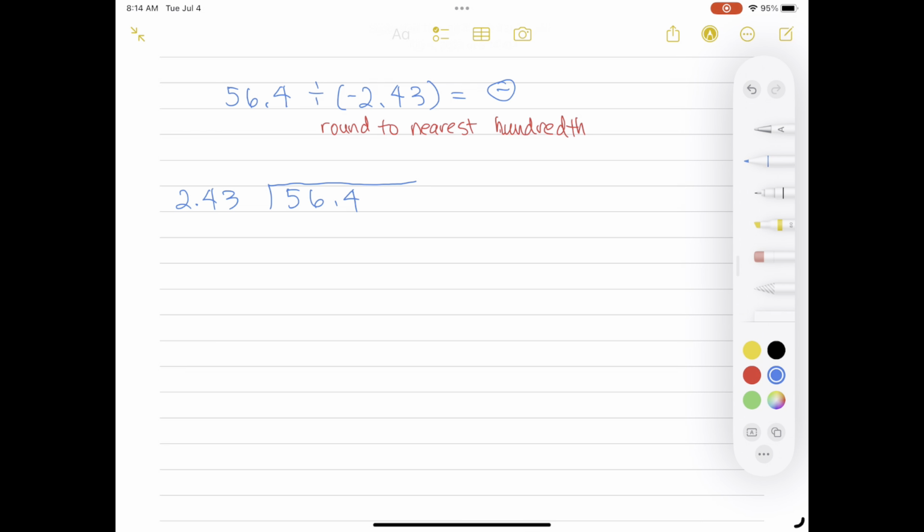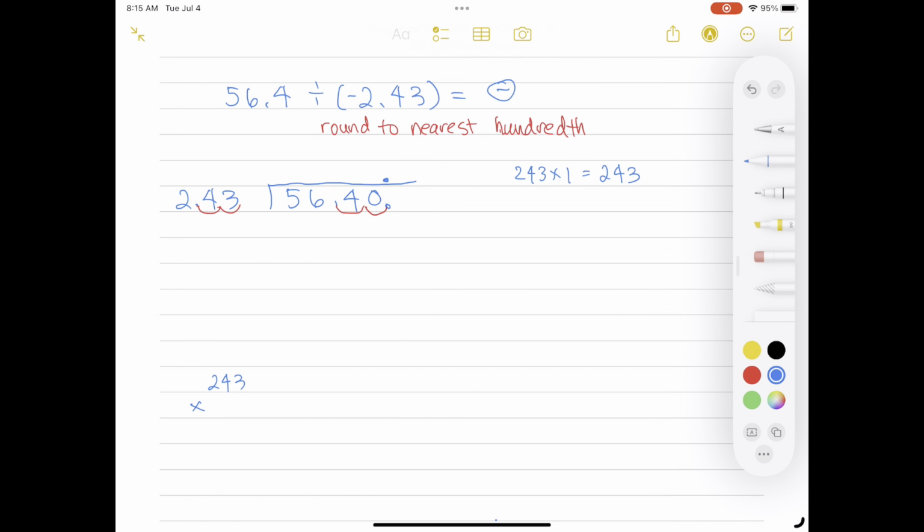And we see we need to move the decimal place over 2 scoops to the right on the divisor, which means we need to do the same thing on the dividend. So we have 1 empty scoop, which we fill with a 0, and we write the decimal point on the quotient line to match where it is on the dividend. We will be doing 5,640 divided by 243.